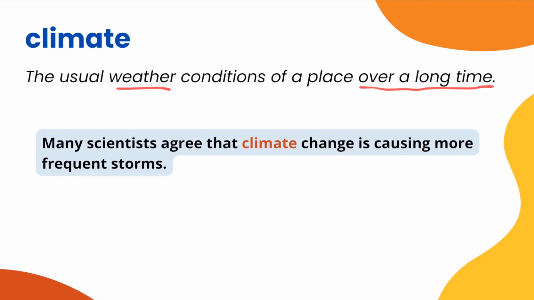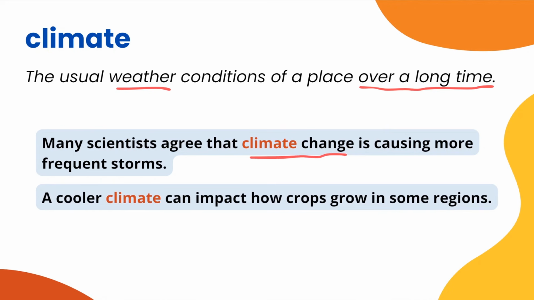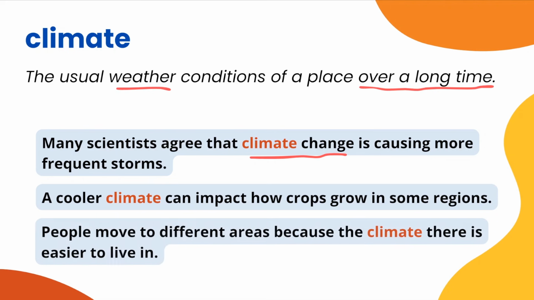Many scientists agree that climate change is causing more frequent storms. So this is the very, very common collocation, climate change. A cooler climate can impact how crops grow in some regions. People move to different areas because the climate there is easier to live in. Climate change is that common collocation, cooler climate, and we often talk now about a warmer climate as well.